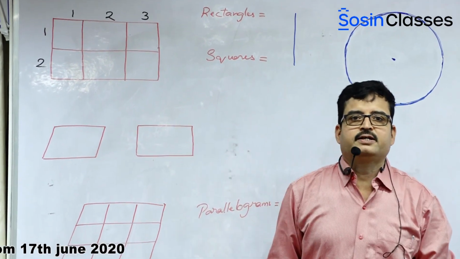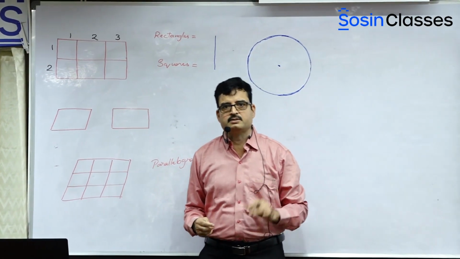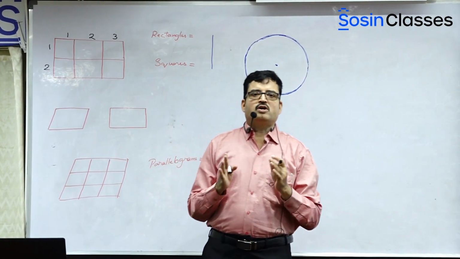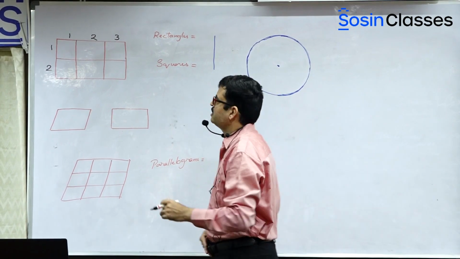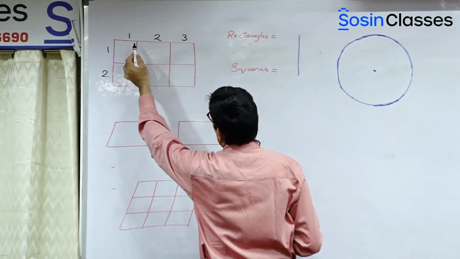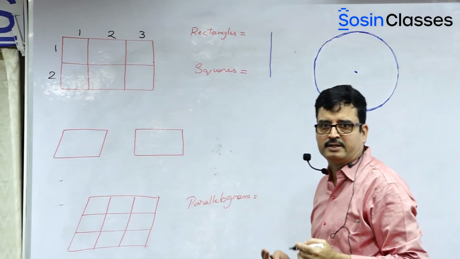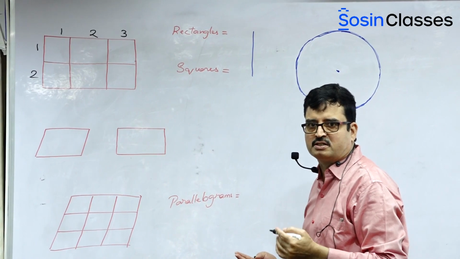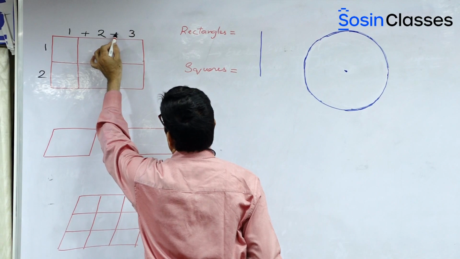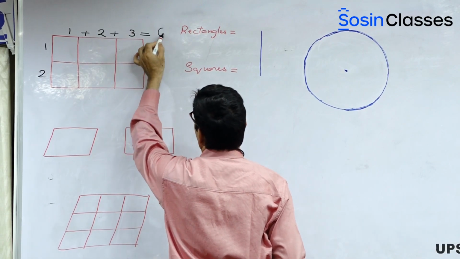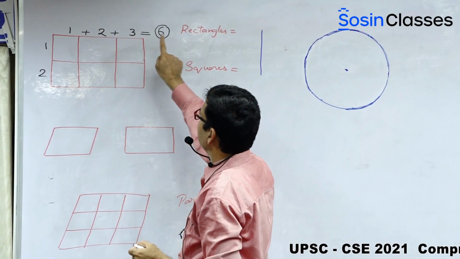So if that is the case, how do we find out how many rectangles or how many squares are there? Please note, the logic that we discussed in the previous session applies here too. Looking at the columns, first, second, third, I want to find the rectangles. We already discussed this in the previous session. Just add: 1 plus 2 plus 3 is equal to 6. The result is 6.